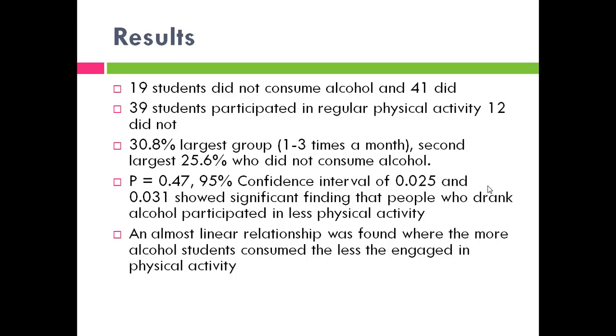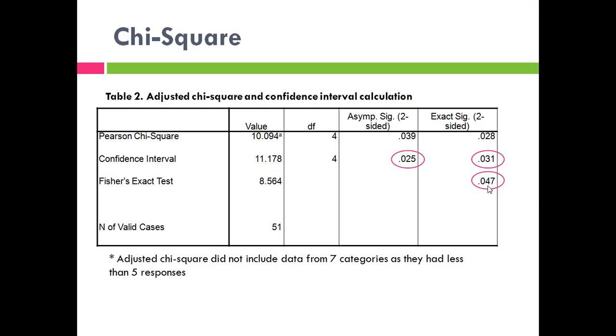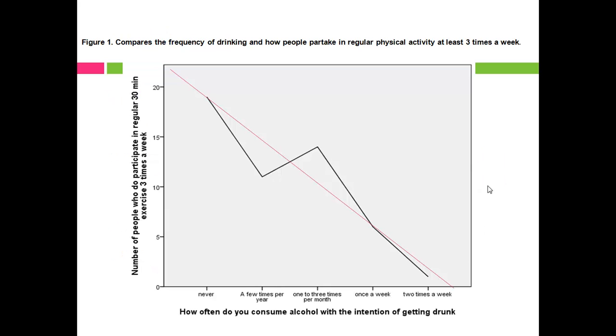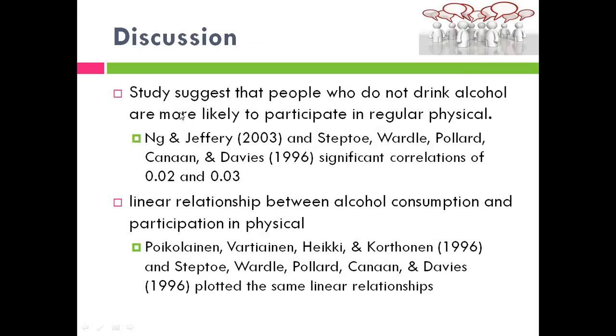Okay, so people that drank alcohol ultimately participated in less physical activity. I also plotted these results onto a scattergram, and I drew the line of best fit through here, and we can see an almost linear relationship occurring: people that didn't drink alcohol participated more frequently in moderate physical activity.